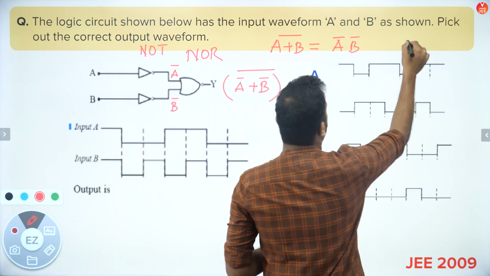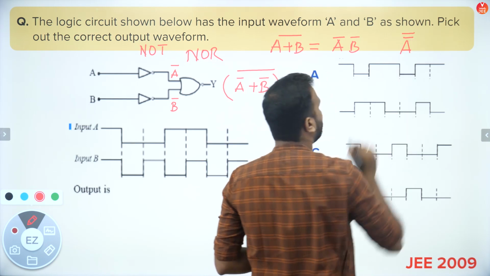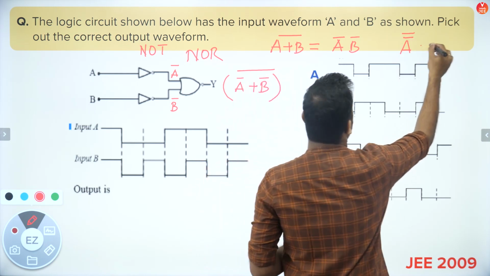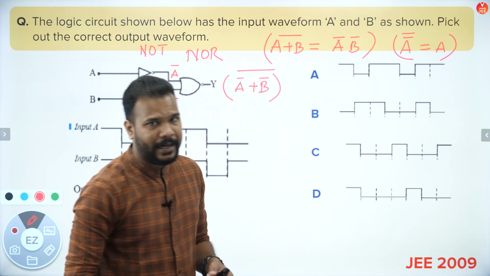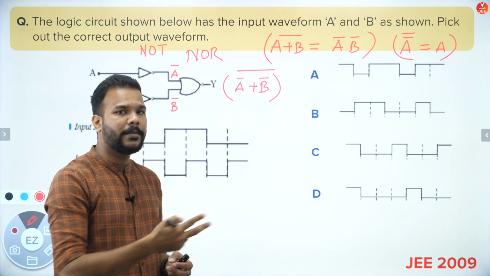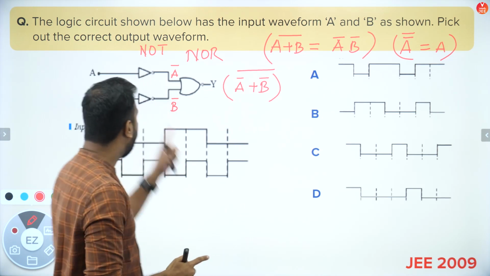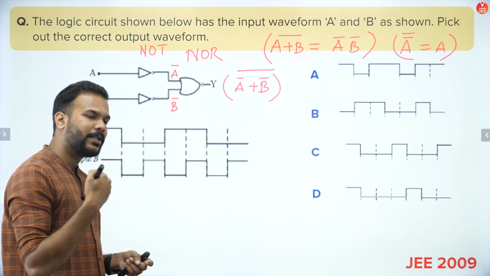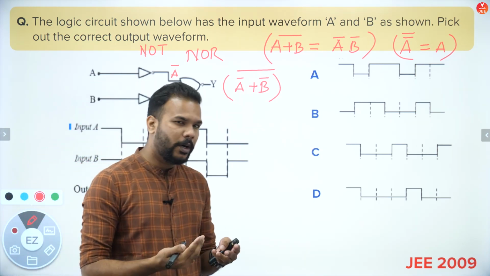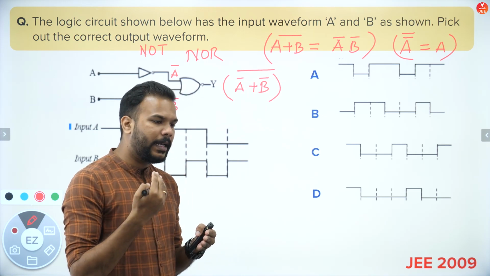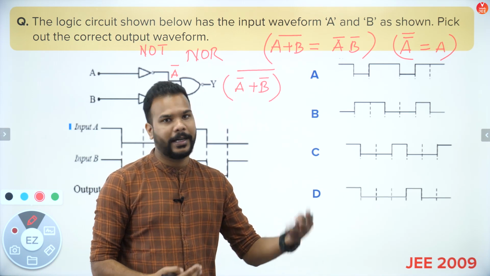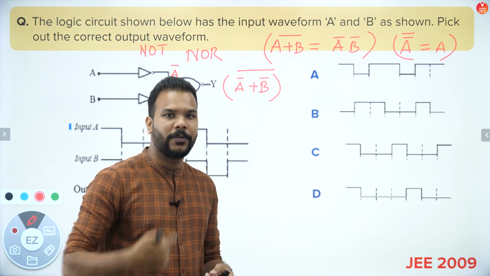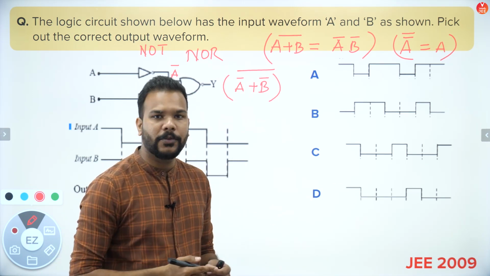Also, there is one more property that we should know, which is that A double bar is equal to A. It says that if you pass an input twice through a NOT gate, then the output becomes the same as what you started with. For example, if I start with input 1, it passes through a NOT gate and becomes 0. Again it passes through a NOT gate, and that 0 becomes 1. So you started with 1, ended with 1. The same will happen if you start with 0.